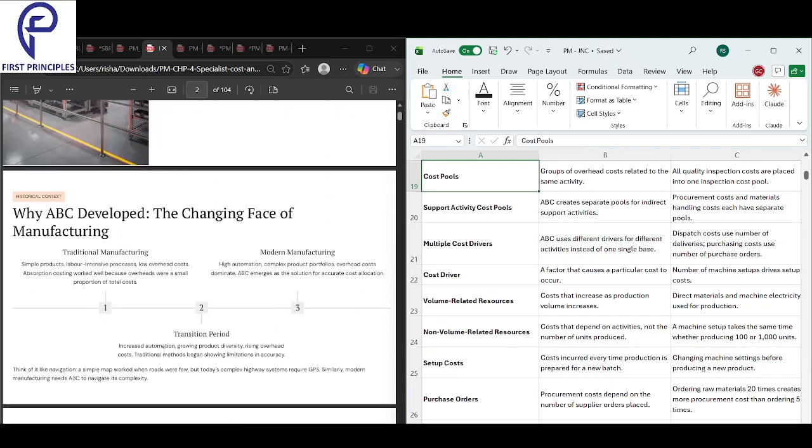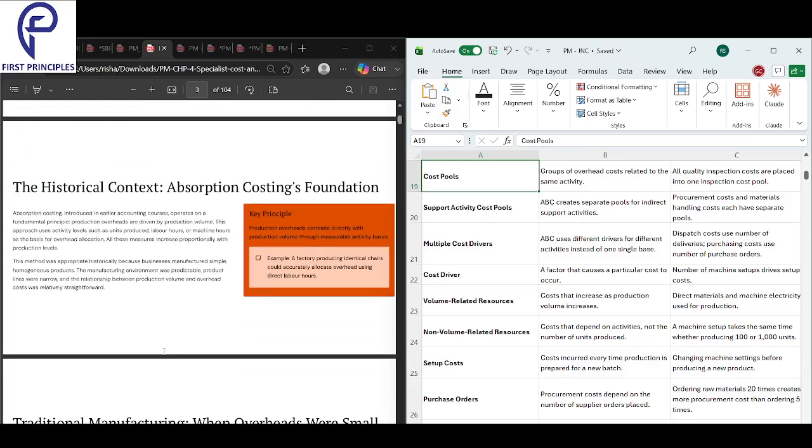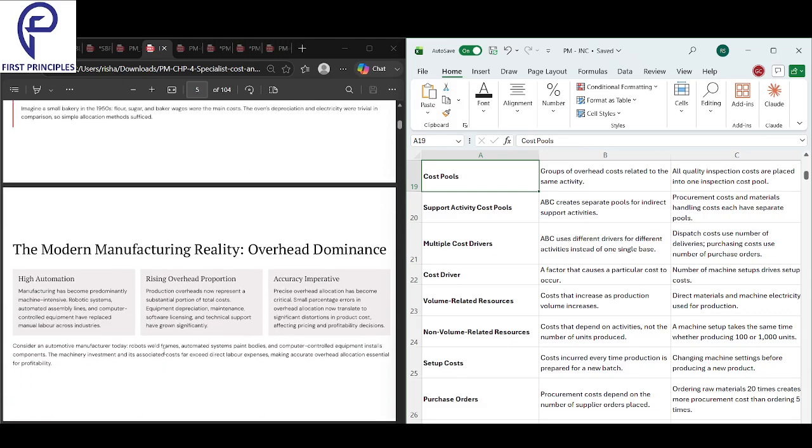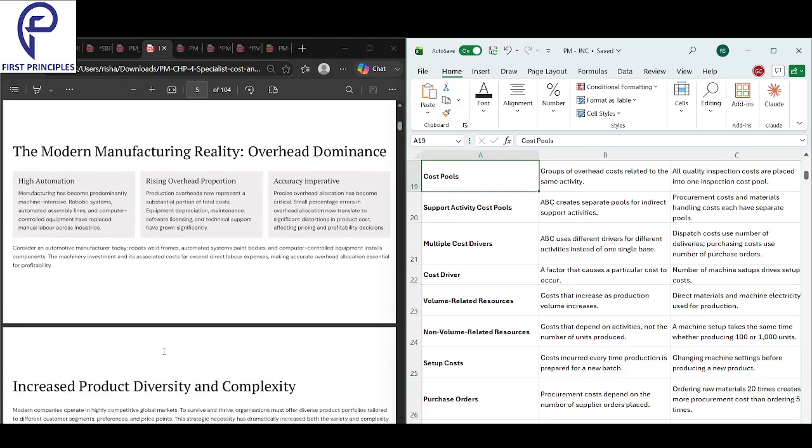Where is the definition? We got the foundation, we understood traditional, modern manufacturing reality. Okay, we are here.